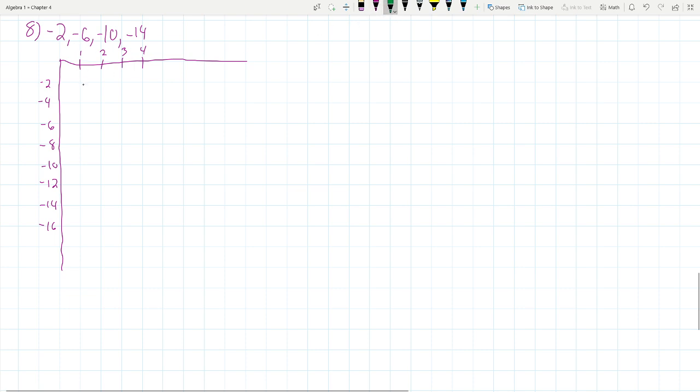So my first term is at negative 2. My second term is at negative 6. My third term is at negative 10. And my fourth term is at negative 14. And again, you don't need to right now, but it is good to note that you could draw a line that covers all of those.